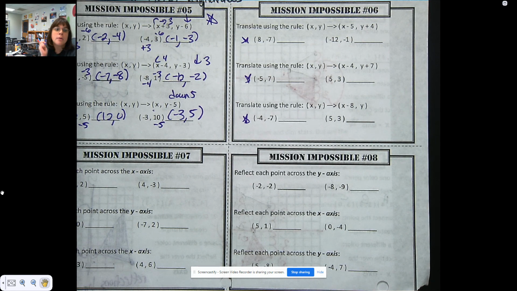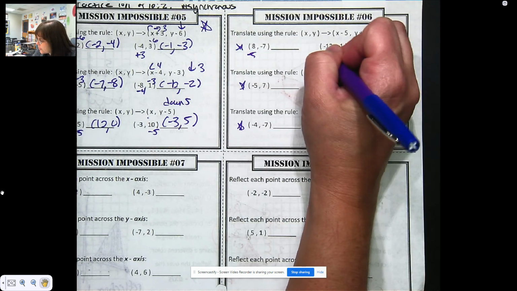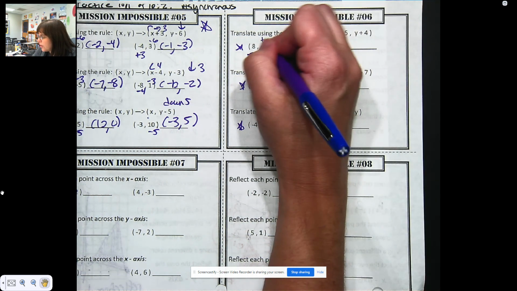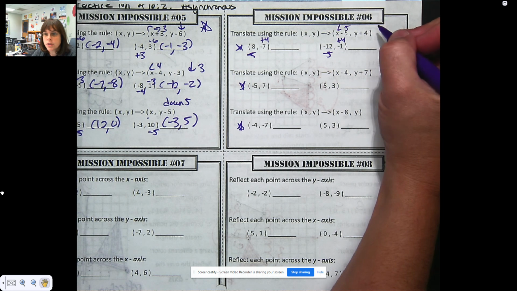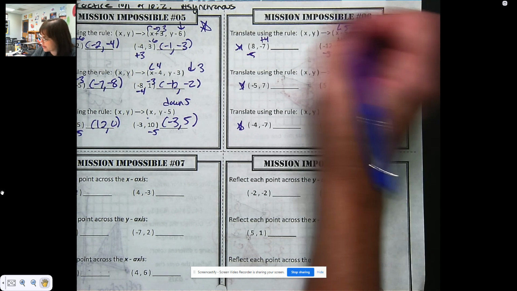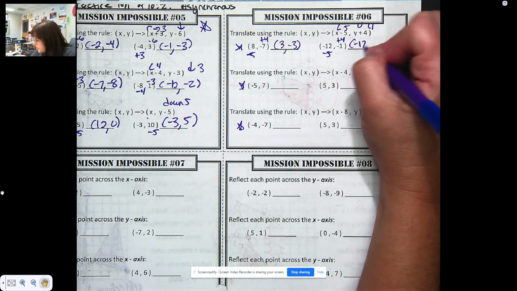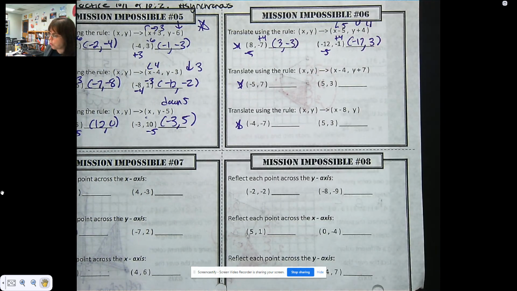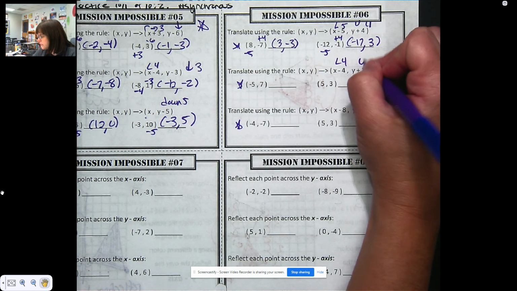All right, promise me you've actually done this. I'm going to take 5 away from both of these and add 4 to y. Remember, this means you're going to move left 5 blocks and then move up 4 blocks. So this would be 3, negative 3. This would be negative 17, positive 3. And if you look at this rule, it's minus 4, so you're moving left 4, up 7.